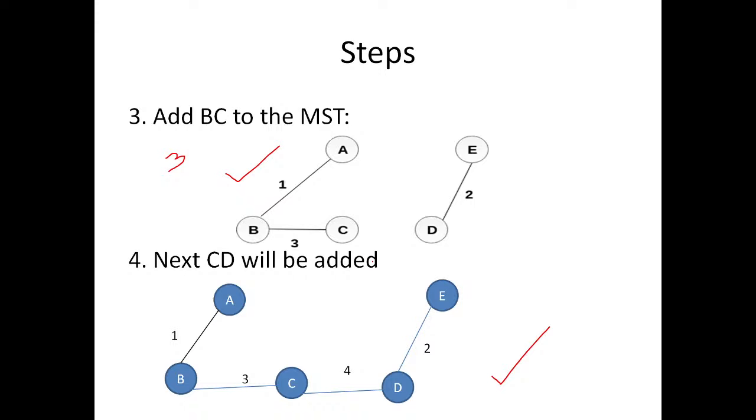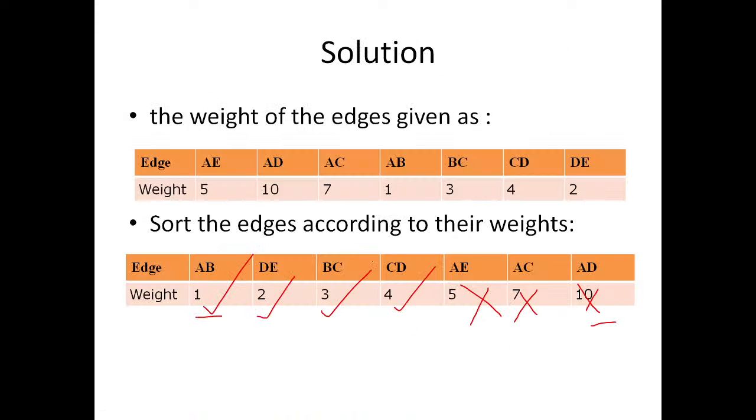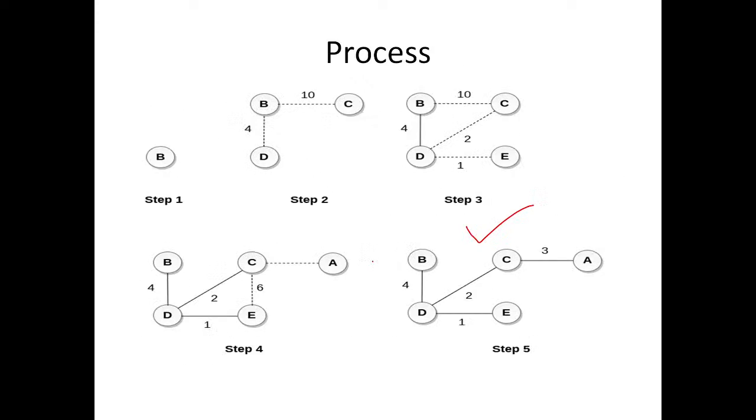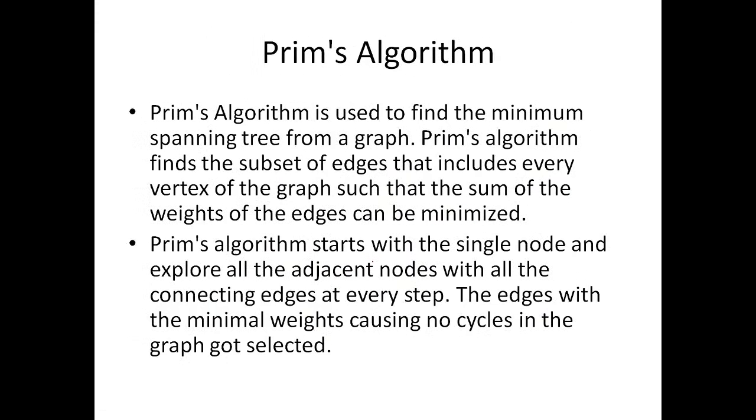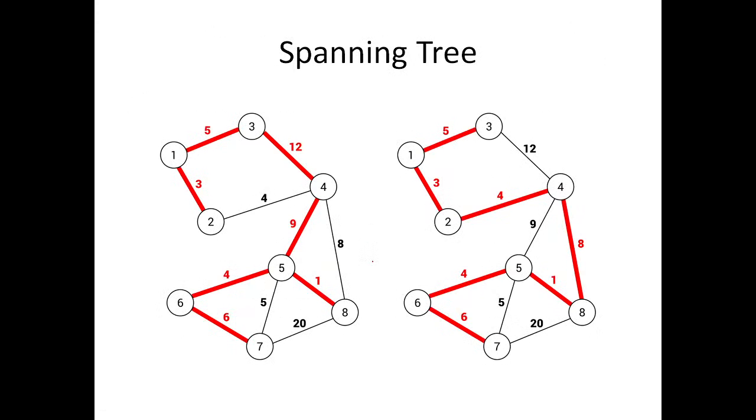And one more thing, the definition of a spanning tree, which I told you earlier: it will contain all the vertices of a graph. It will contain no cycle, and in the case of a minimal spanning tree, it will be an undirected weighted graph.